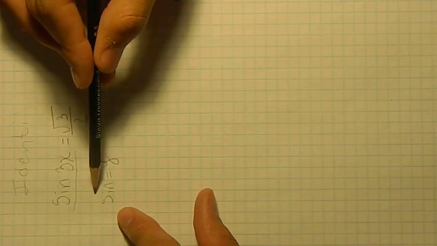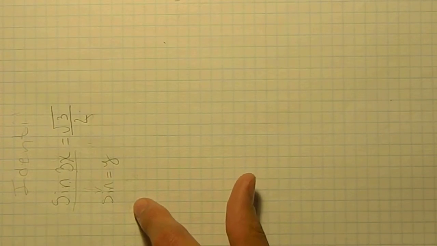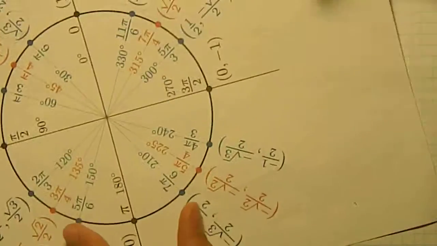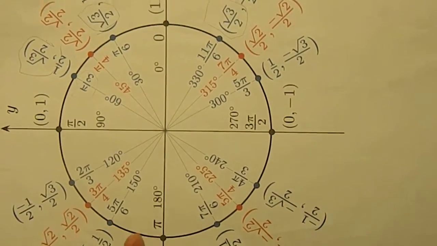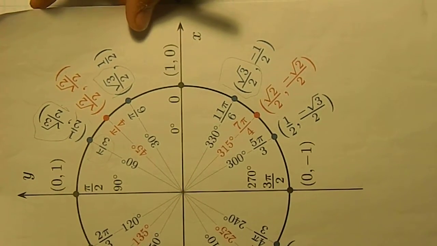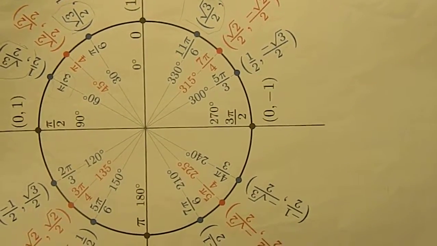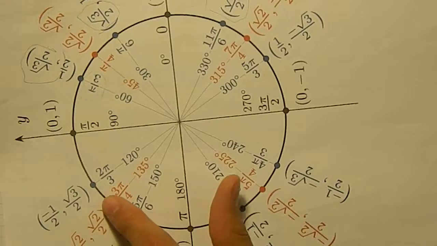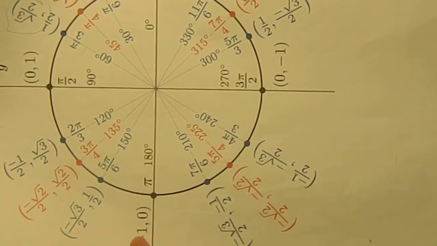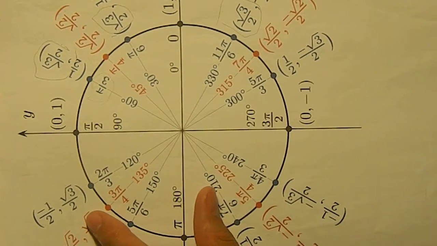So we know that sine is equal to y. And we now have to go to the unit circle. If you don't know the unit circle yet, you should memorize it. I have a copy here because I assume that you don't know it. So let's take a look. When sine is equal to square root of 3 divided by 2.